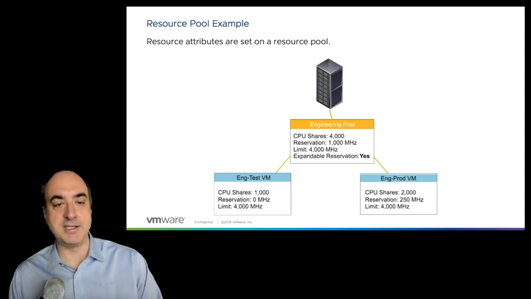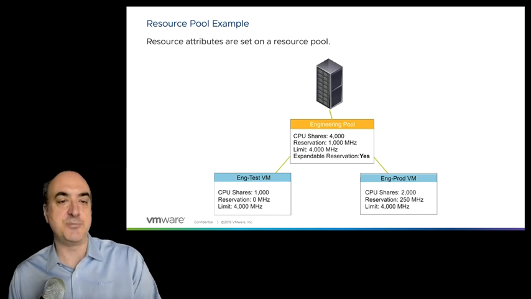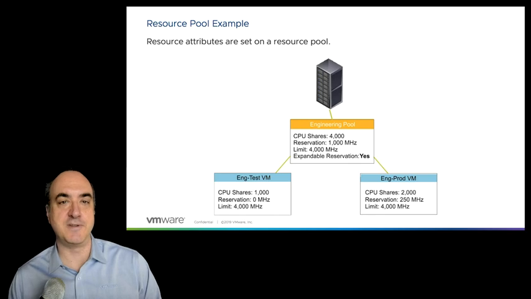And then what remains, the 3,750 megahertz, is where the two VMs will be competing. And amongst those 3,750 megahertz, the prod VM will get 2/3 of that, and the engineering test VM will get just 1/3 of that.